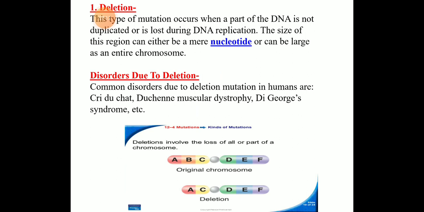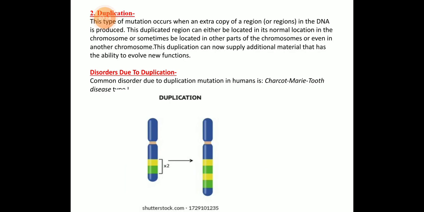So this is the deletion type of chromosomal mutation. Next is the duplication type of chromosomal mutation. This type of mutation occurs when an extra copy of a region in the DNA is produced. This duplicated region can either be located in its normal location in the chromosome, or sometimes in another part of the chromosome or even in another chromosome.